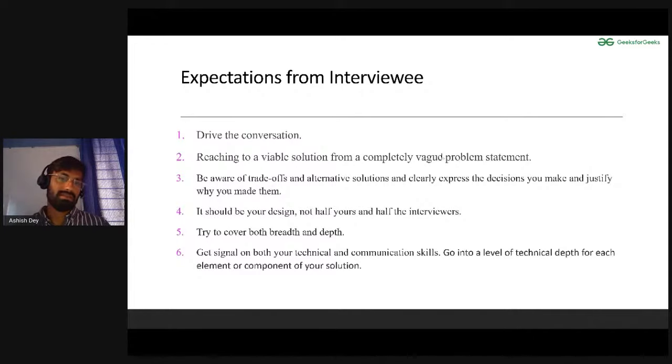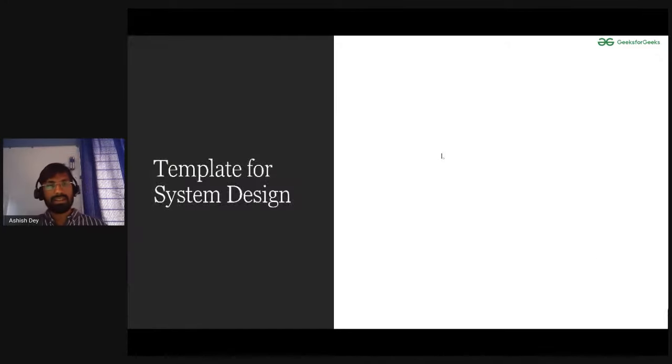Whatever decisions you're making, are you really a technical person? Are you making the decision with a lot of thought or not? So that is one more very important expectation from the interview. So yeah, that's about expectations.